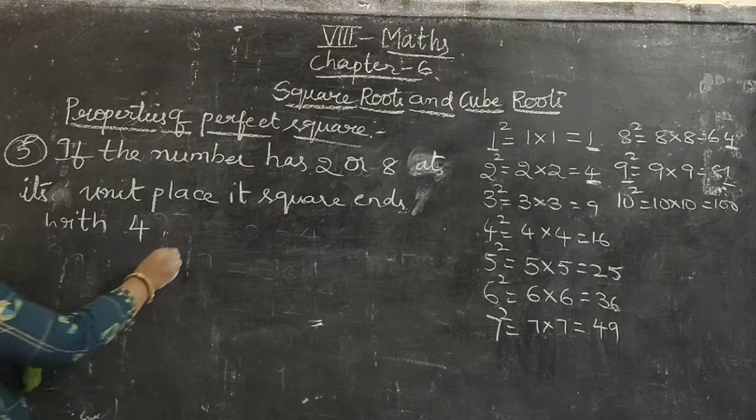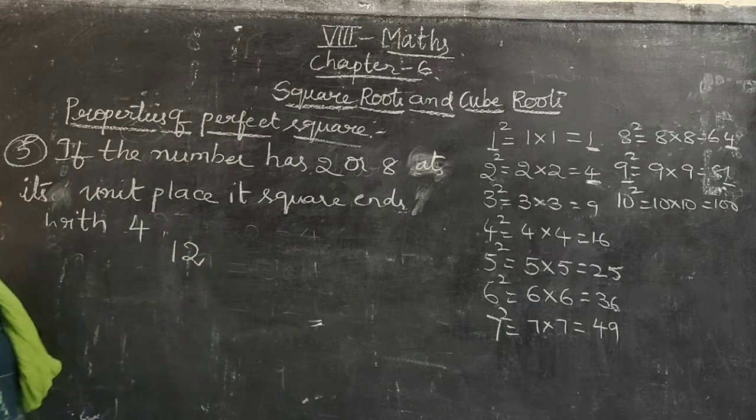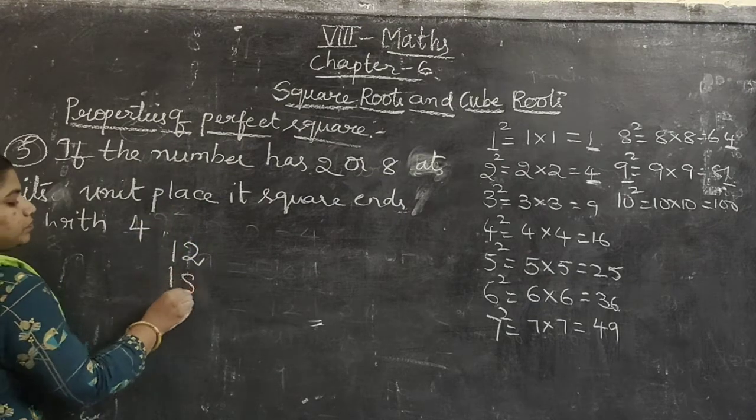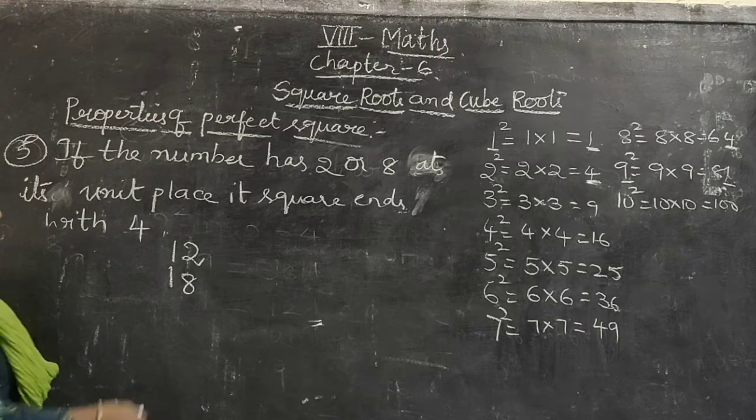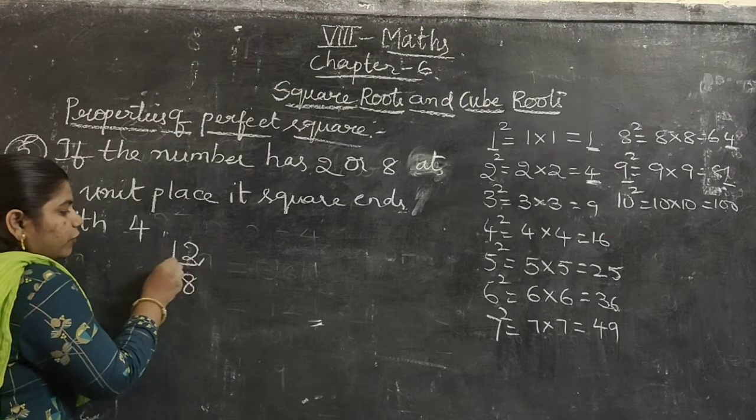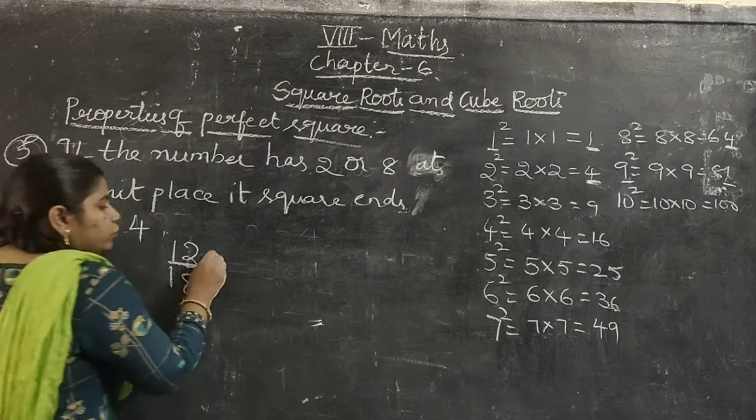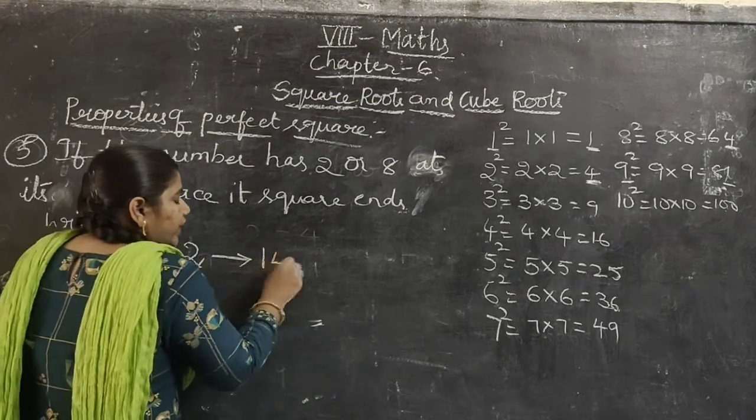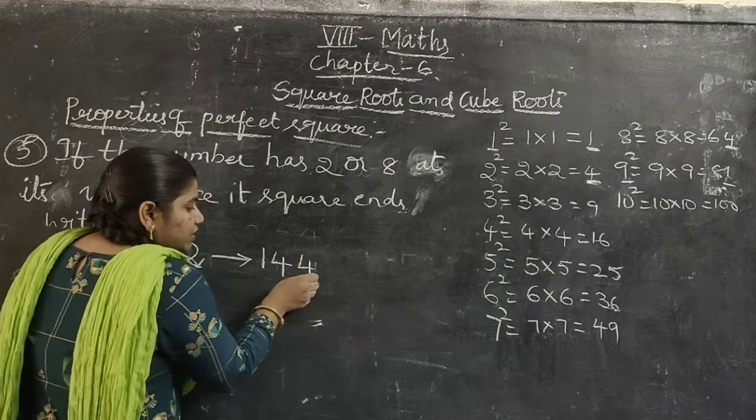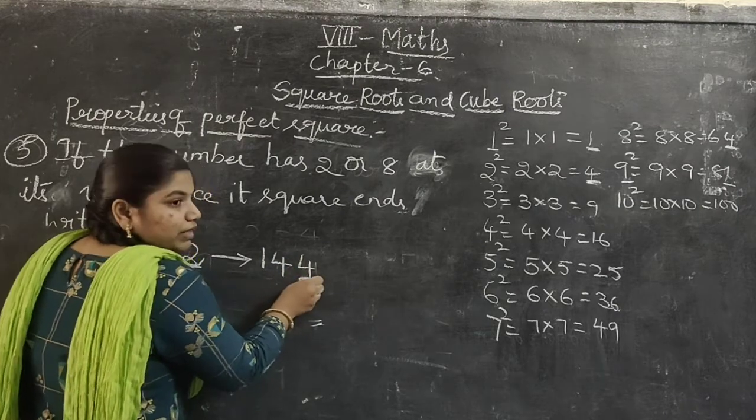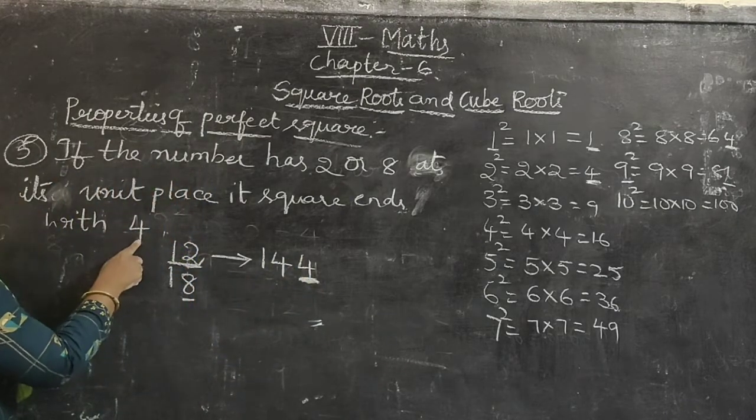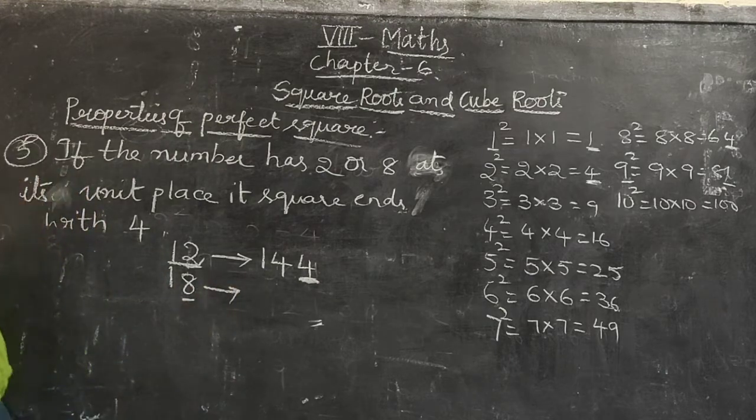So you take one example. I am taking 12 and also 18. What is the units place? The units place of 12 is 2 and the units place of 18 is 8. So 12 square is how much? 12 square is 144. What is the last digit of 12 square? That is 4. That means it is ending with 4. In the same way, 18. So what is 18 into 18?